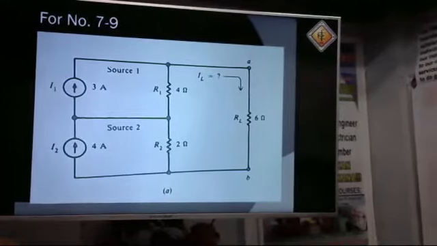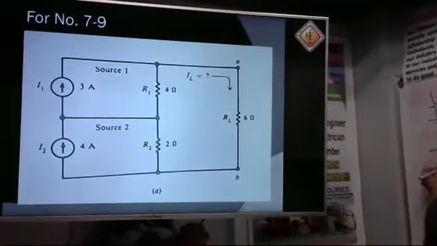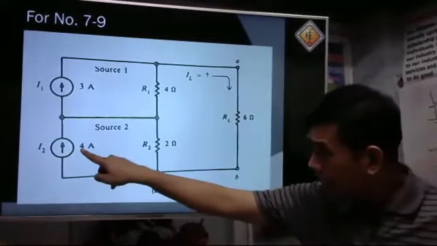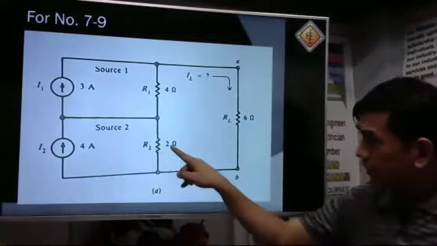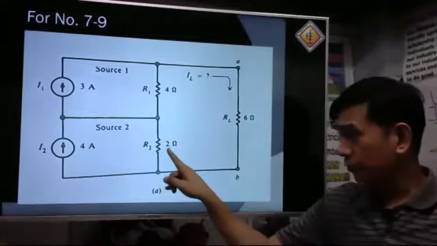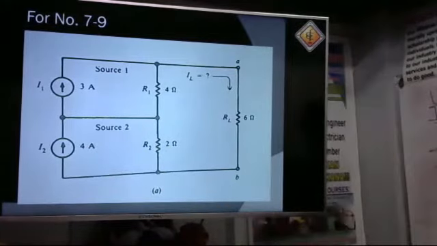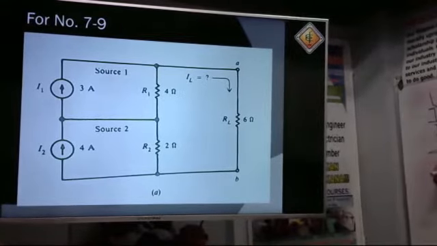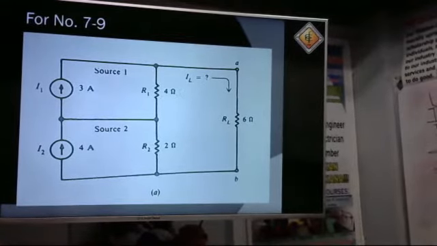Okay? And then, what will be the voltage here? What is the voltage? The voltage is 4 times 2. What is 4 times 2? So we have here 8 volts. 8 volts. Okay?